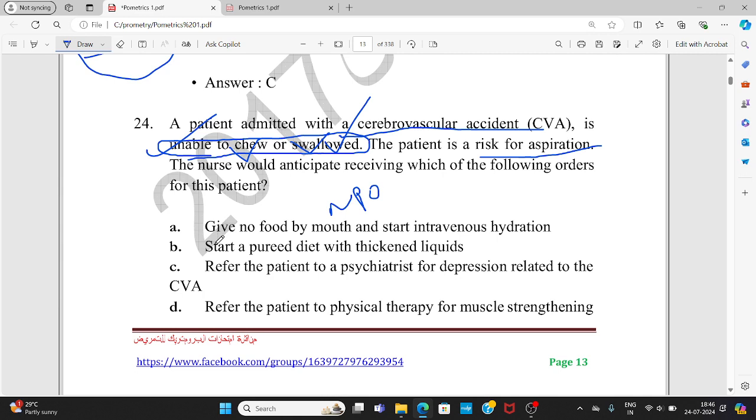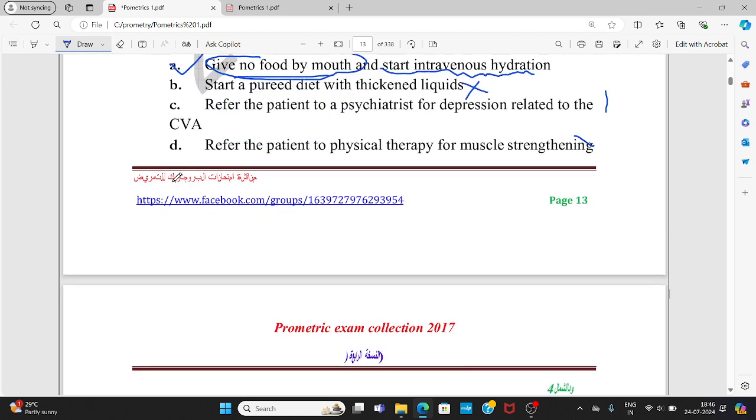Nil per oral. Give no food by mouth and start intravenous hydration. Don't give any food by mouth. Start a puree diet with thickened liquids. Never. Refer the patient to a psychiatric for depression related to CVA. This can be there, but in the later phase. Refer the patient to physical therapy for muscle strengthening. This can also happen, but in the later phase. So, this will be the immediate one. Give no food by mouth and start intravenous hydration.